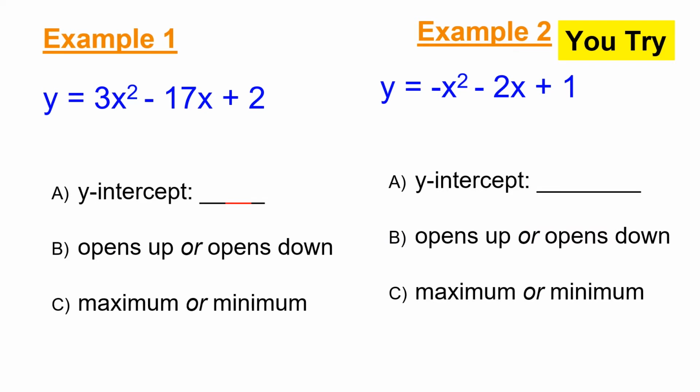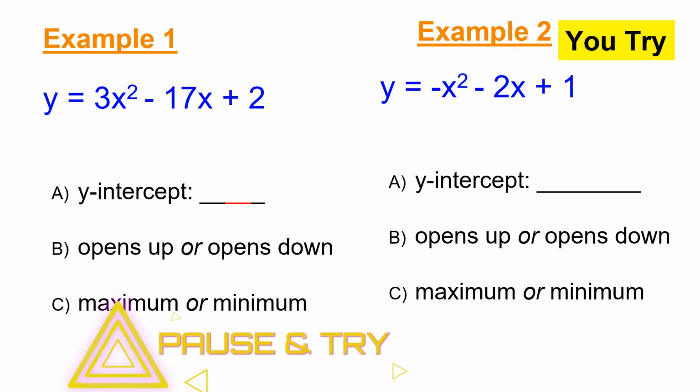Alright, so I would like for you to take a look at these two equations, example 1 and example 2, and write out what the y-intercept would be, whether that graph opens up or down, and whether or not it would have a minimum or a maximum. So go ahead and pause the video and try these two examples on your own.